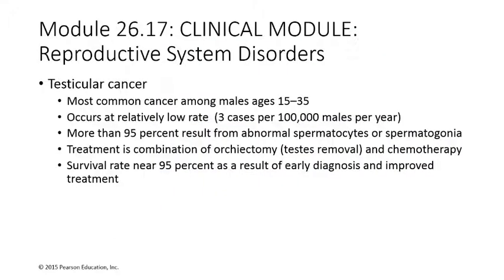Testicular cancer is the most common form in younger males, 15 to 35 years old, though relatively low. Cancer is really rather rare in younger people, and typically this is caused from abnormal spermatocytes or spermatogonia that become cancerous. This one's pretty highly treated as long as it's caught early, and it's going to be a combination of the removal of the testis and chemotherapy.